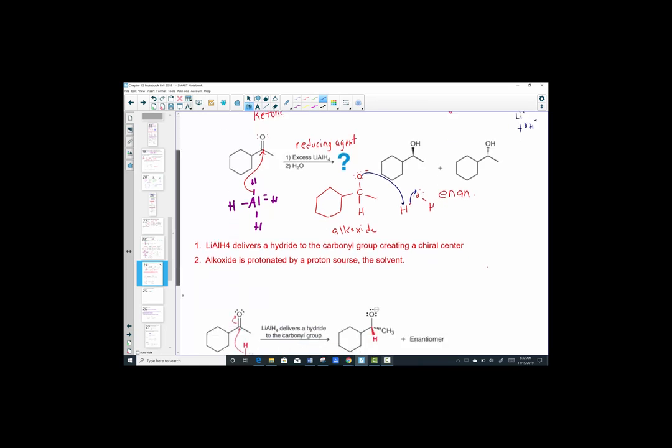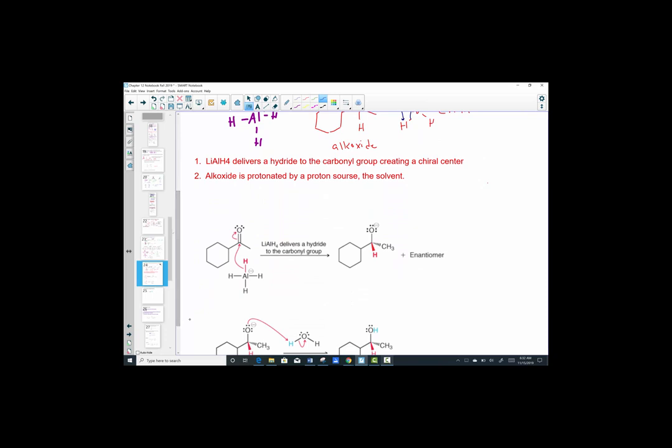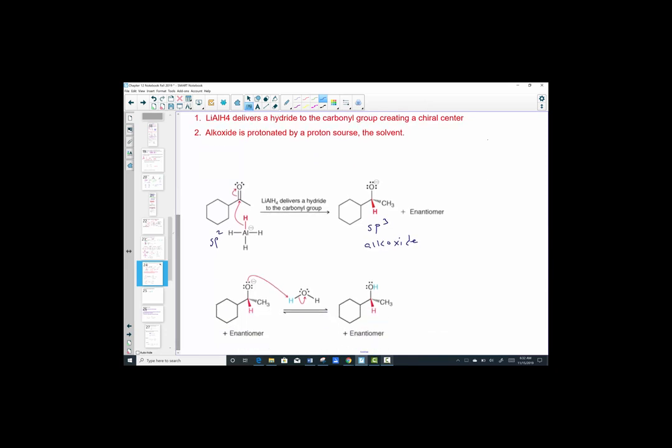So here's the mechanism for any of these attacks. Step 1, deliver the hydrogen to create from the sp2 into the sp3 intermediate. This is the alkoxide anion. In the next step, we see that the proton is transferred from the solvent. The alkoxide reaches out for the proton on the solvent.